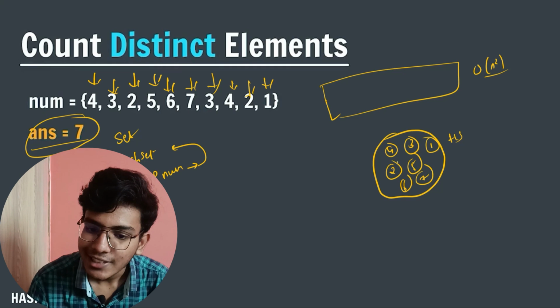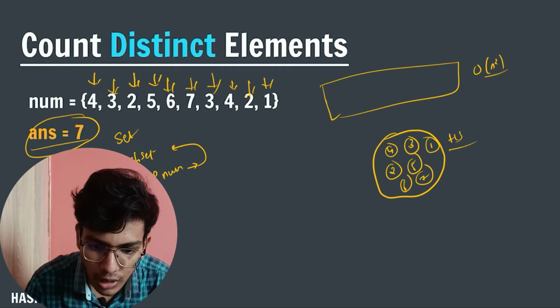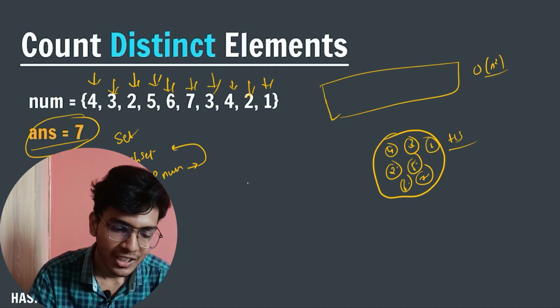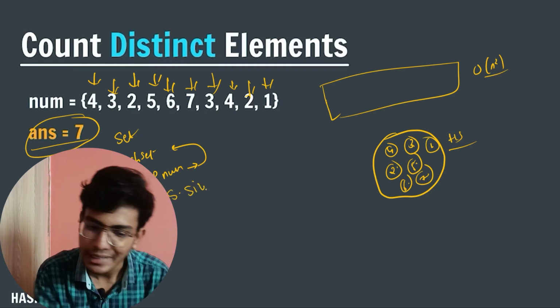So count the size of the hash set you have created. If you count, you can see that 1 2 3 4 5 6 7. So I will basically print the hash set size.